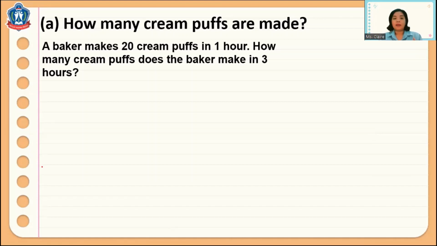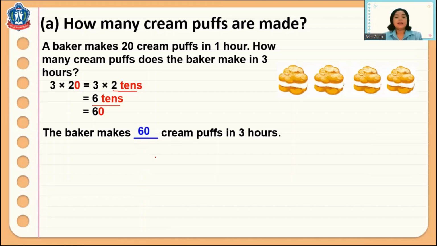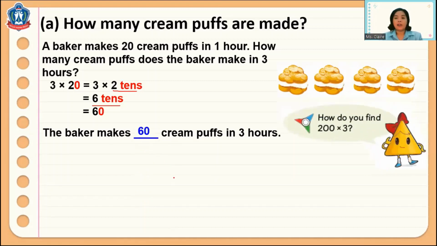How many cream puffs does the baker make in 3 hours? Let's simply multiply 3 times 20. 20 means 2 tens. So 2 tens times 3 is 6 tens. Therefore, this is 60. So the baker makes 60 cream puffs in 3 hours.